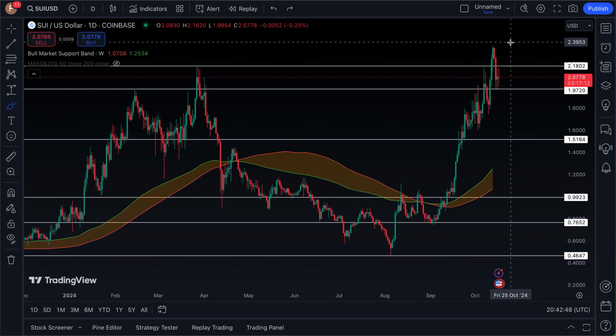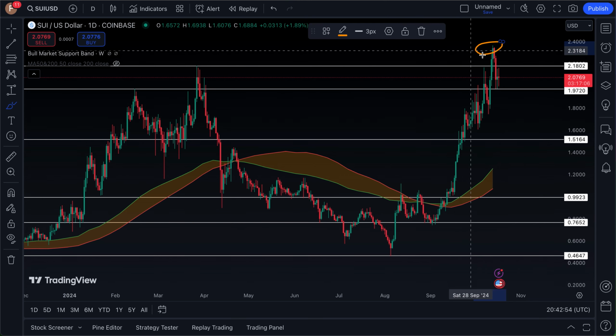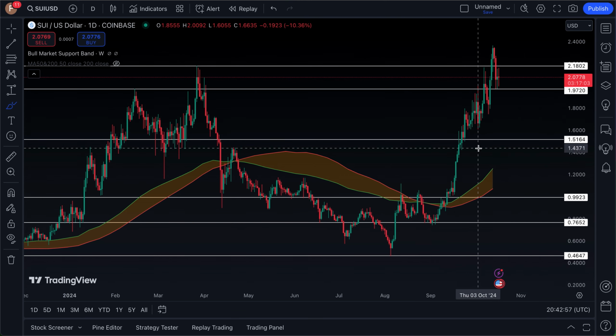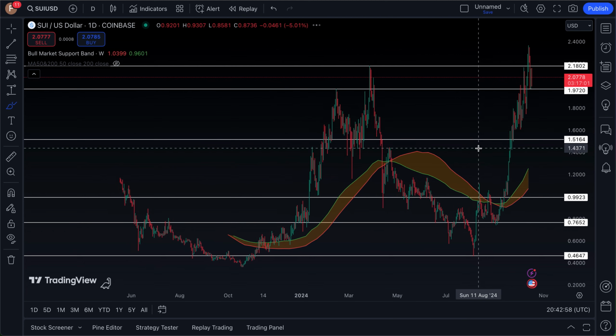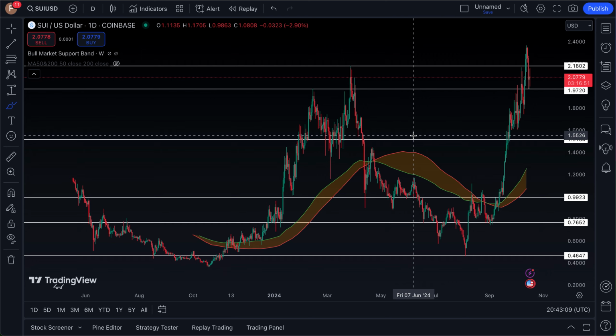Now, if SUI does break above 218, I would be looking for a run up back to this fresh all-time high at 238. And above that, it would just be in price discovery mode once again. But it is bullish to see SUI holding that $2 zone, in my opinion, especially after such an impressive run up over the past year, give or take like 440%.